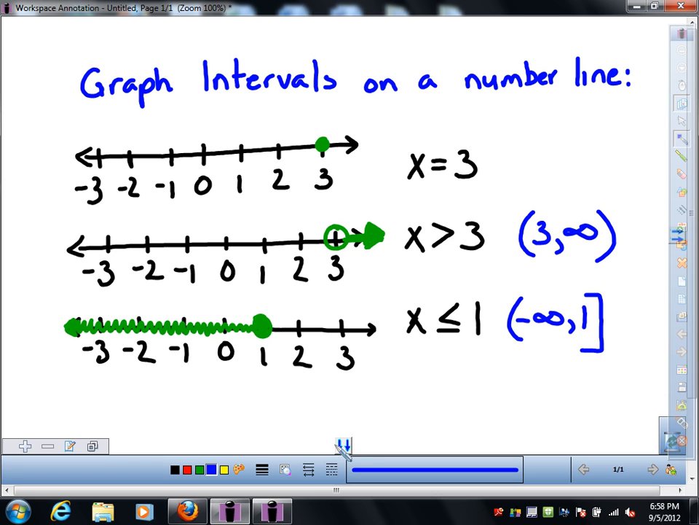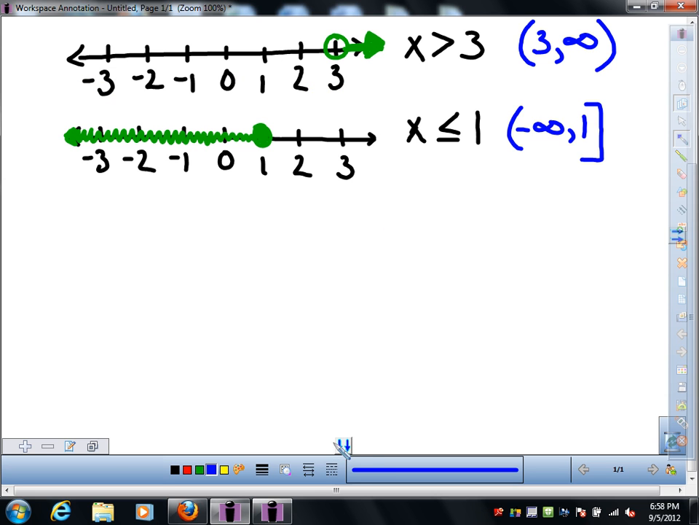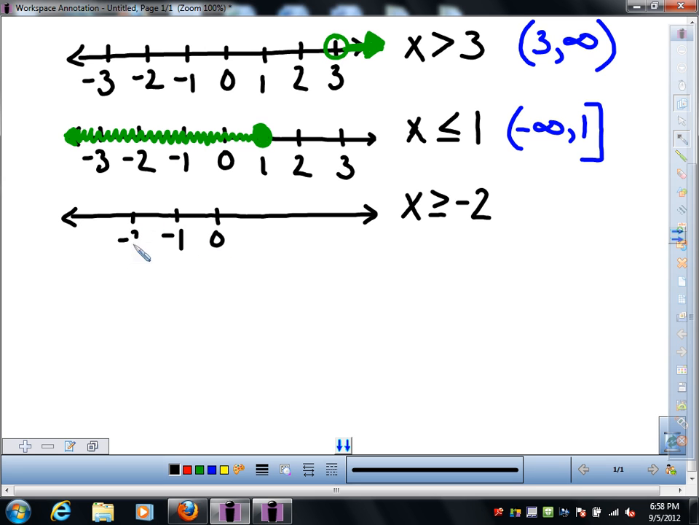Let's do another one. Slide up our screen a little bit. What if I had x greater than or equal to -2? Again, typical number line that we would draw. We start at 0. We typically put down our integers, the most common ones.